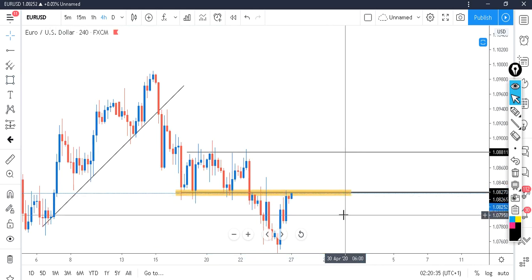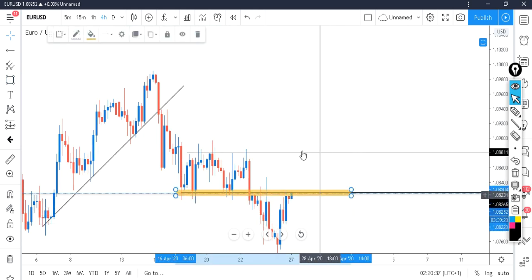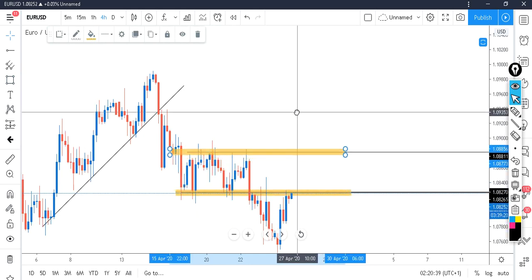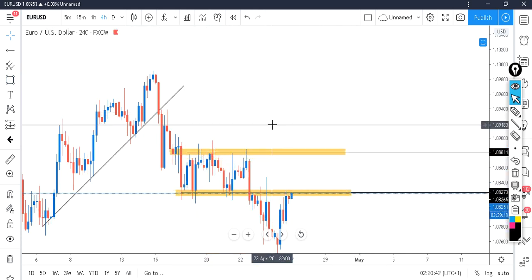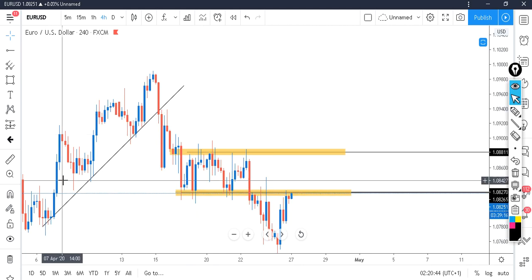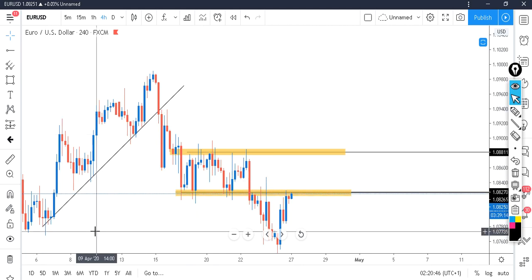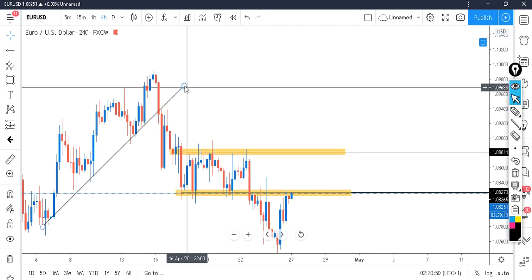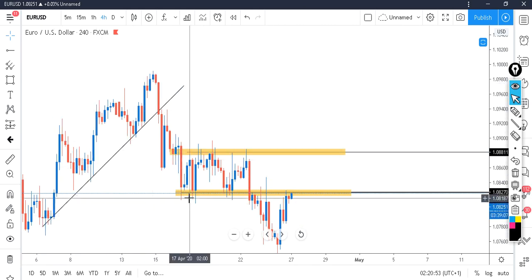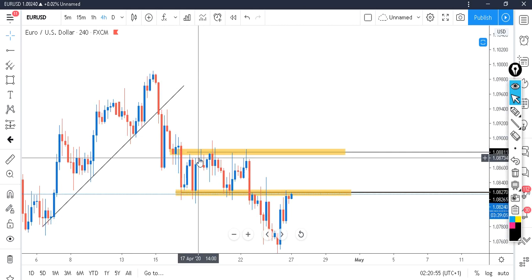Think of this area as a zone. Same thing with this resistance level. Think of it as a zone. Same thing with the trend line. You don't need to draw the zone, just draw your trend line. Have it at the back of your mind that this is a zone. The area around the trend line is like a zone. Same thing with your horizontal support and your resistance. So no need to overcomplicate things.